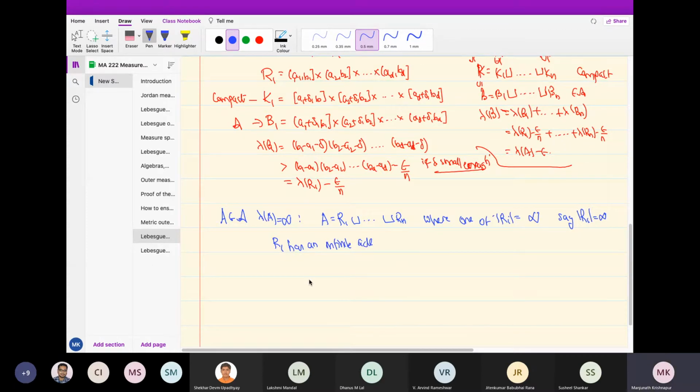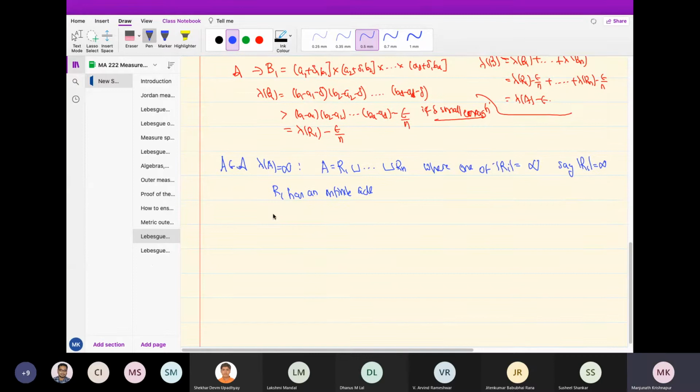Okay, so one of the sides of that rectangle must be infinity. So it is very simple. You take Bn to be R1 intersected with [-n, n]^d. So if I were to draw a picture in 2 dimensions, I have an infinite rectangle. Maybe it is infinite in only one direction. So this is my R1.